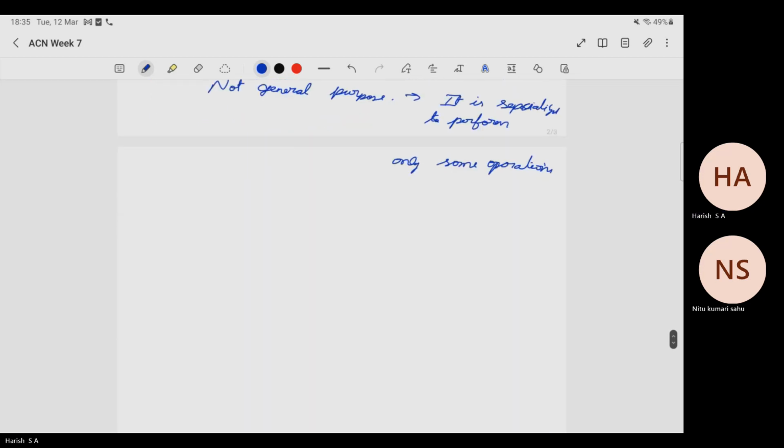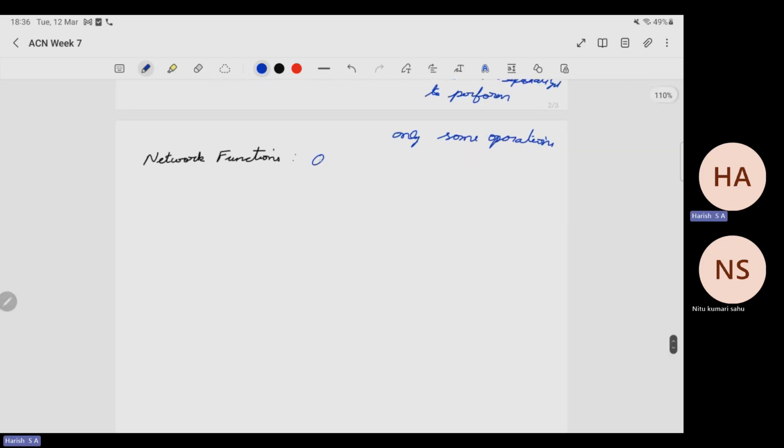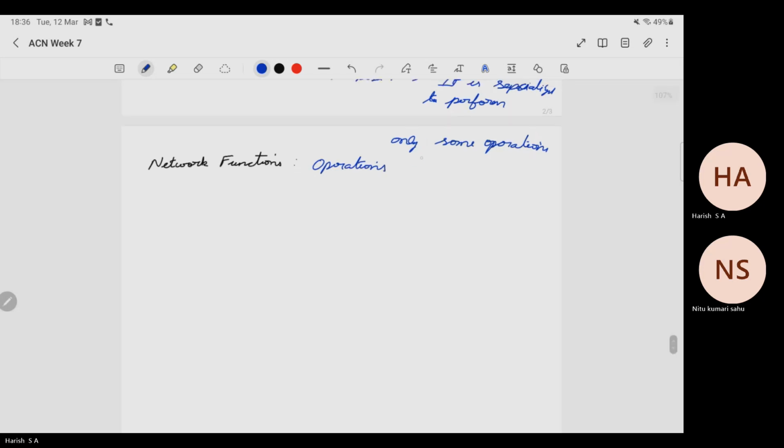Now let us come to network functions. So what are these network functions? Network functions, I'll get to the point directly and then I'll explain. Right? The network functions are nothing but operations that aid or concern the network. And what could those be?